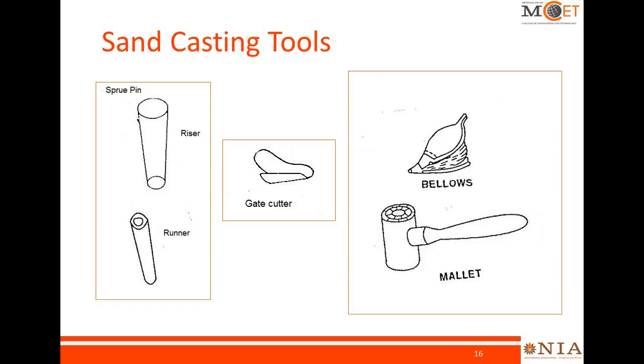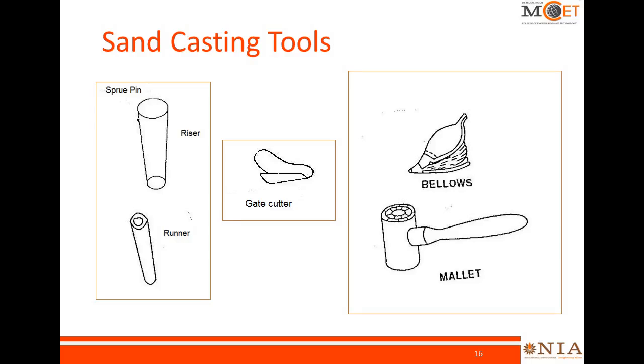And sprue pin. With the sprue pin, you have two: riser and runner. Runner is used to pour molten metal into the cavity, and riser is to have extra material so that it can compensate for solidification. The next tool is the gate cutter.